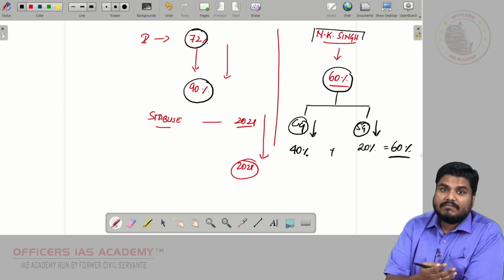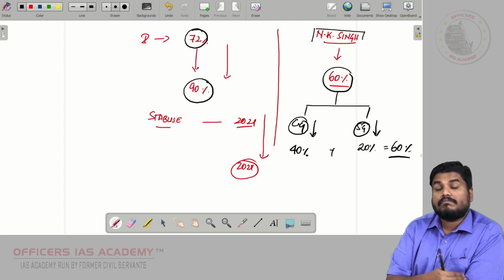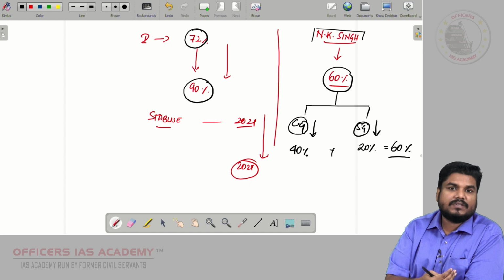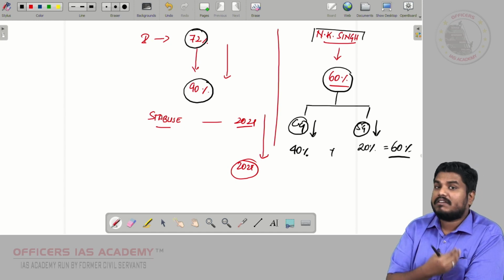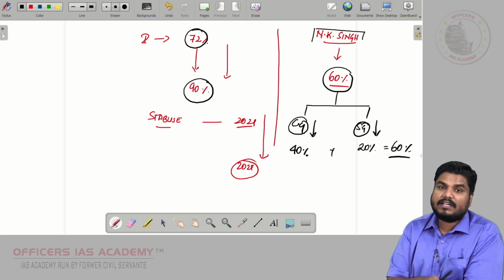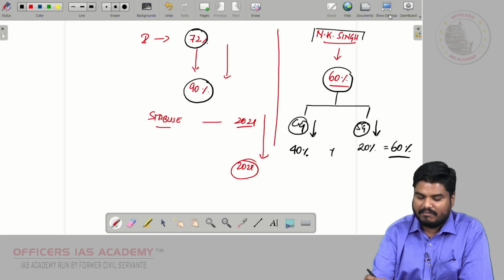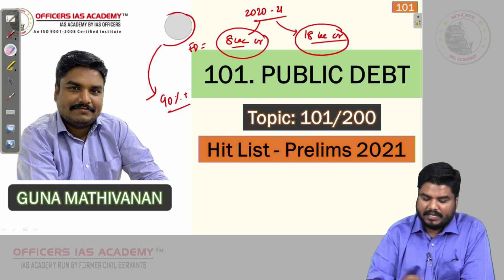Private debt includes money borrowed by private players, private individuals, companies, corporates. When government borrows, it is public debt; when private borrows, it is private debt. In Indian context, when we say public debt, that includes the money borrowed by state governments as well as central government. So, this is regarding the public debt topic, friends.